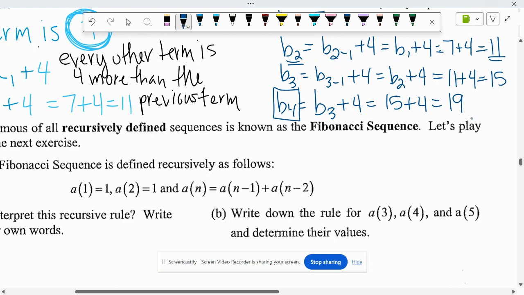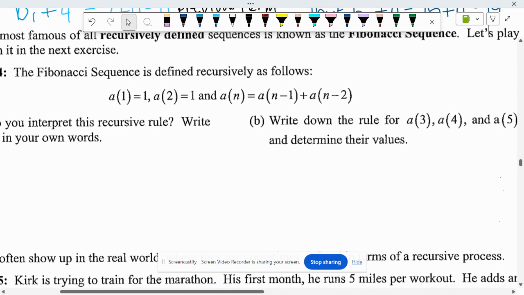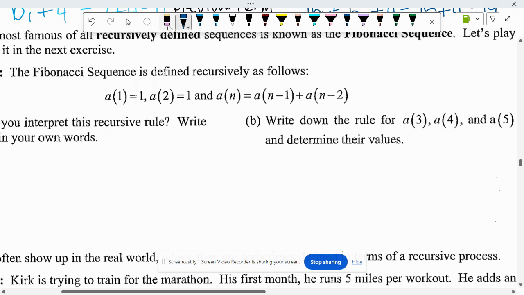Okay. One of the most famous recursively defined sequences is known as the Fibonacci sequence. So we're going to work with the Fibonacci sequence in the next exercise. He was a famous mathematician. So the Fibonacci sequence is defined as a recursive function. So it says that the first term is what? What is the first term of your sequence? 1. What is the second term of your sequence? 1.